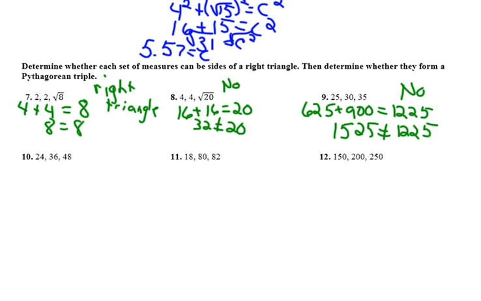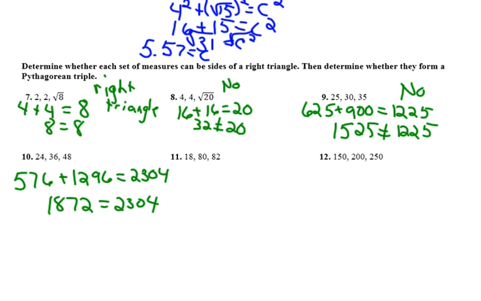Let's try this one. So let's see, 24 squared is 576. 36 squared is 1,296. And 48 squared is 2,304. And we get 1,872 does not equal 2,304, so that is not a right triangle. We are not having a lot of luck here. Okay, let's try the next one.